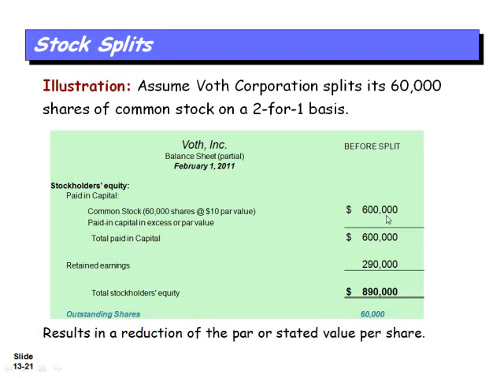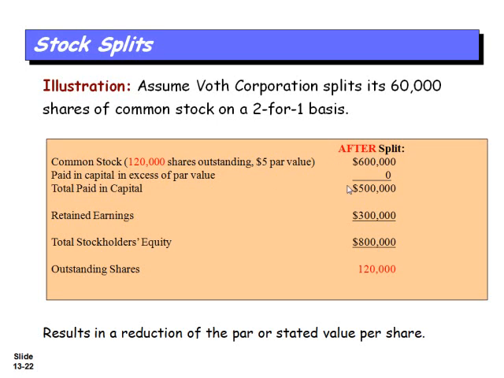This number, the total value in common stock, will not change. Number of shares and par value will change. Because it's a 2-for-1 split, this 60,000 now becomes 120,000. So in order for 120,000 to equal $600,000 in value, this is reduced by half because of the 2-for-1 to $5 a share. So none of these numbers change except outstanding shares and this description and this par value. And again, I made this simple with no paid-in capital in excess of par value.